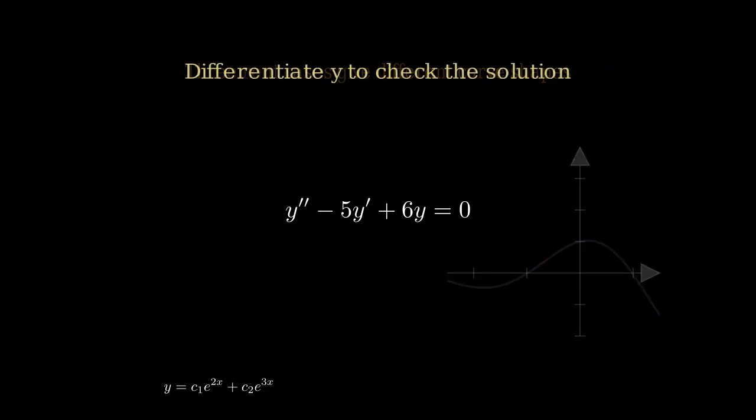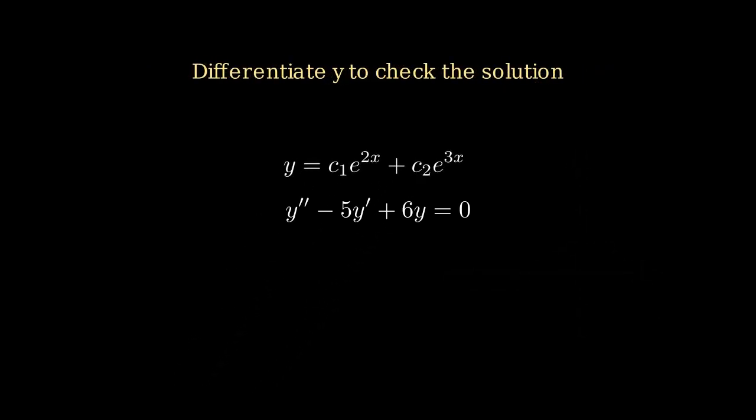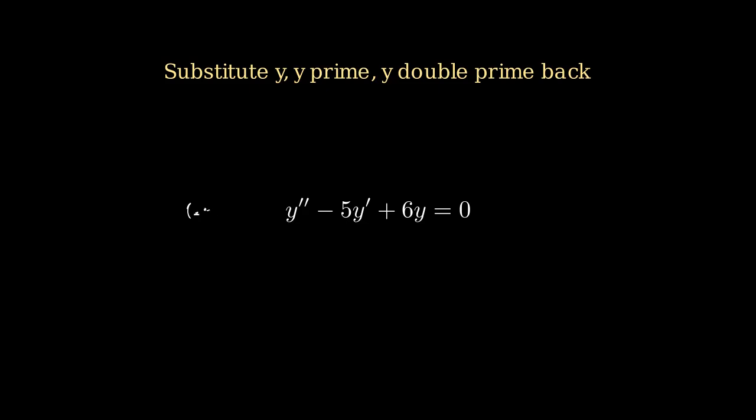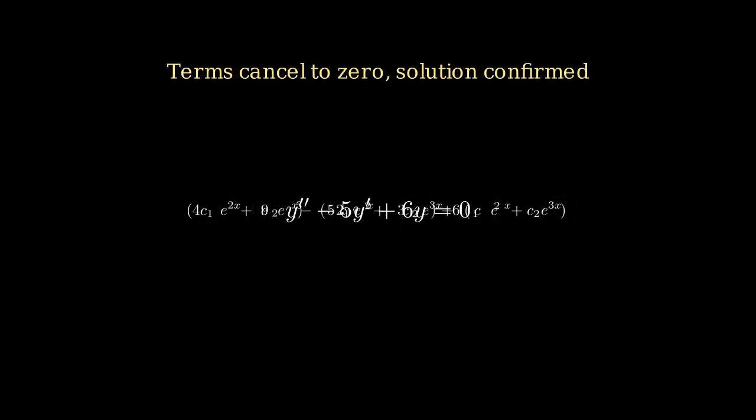Now let's check our answer. Differentiate y twice, take the first derivative, then differentiate again to get the second derivative. Substitute y, y prime, and y double prime back into the original equation, y double prime minus 5 y prime plus 6y. After collecting terms, everything cancels to 0, confirming that our solution, y equals a constant times e to the power of 2x plus another constant times e to the power of 3x, is correct.